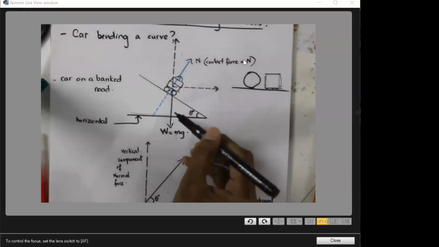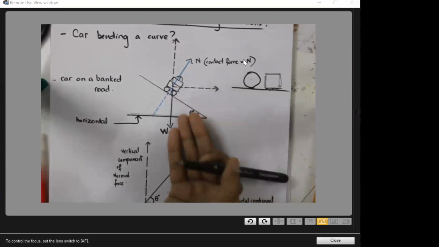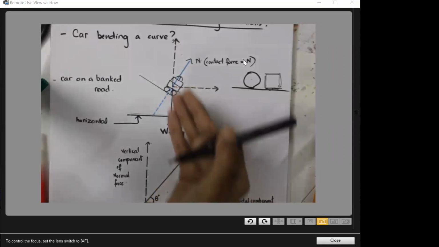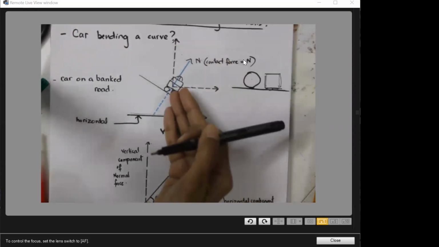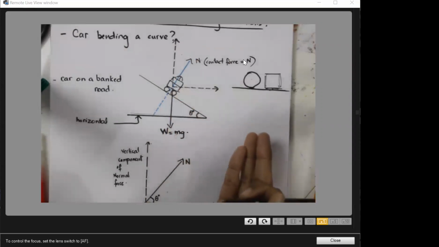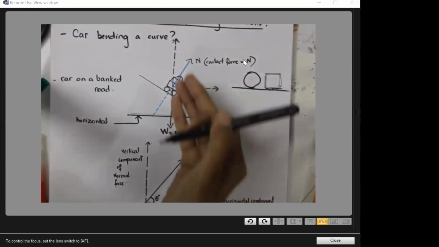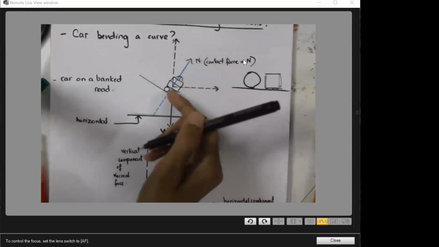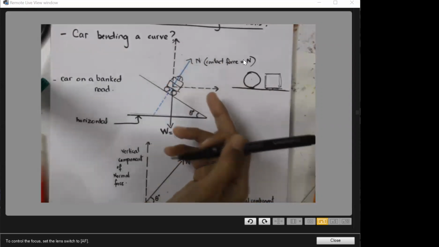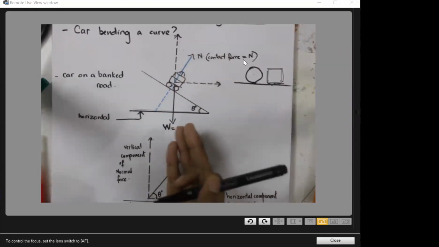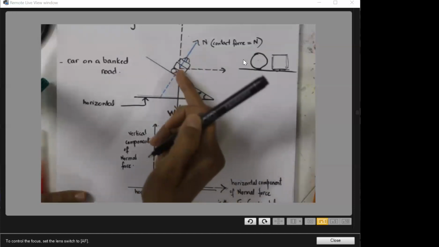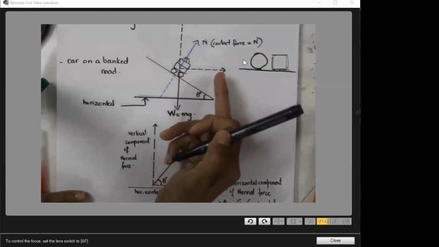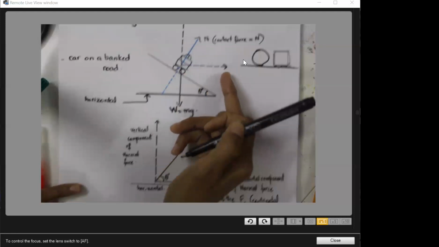Equal and opposite, right? So how do we know it's cancelled? Because the car is neither moving down nor moving up. If any of these forces were greater than the other, then the car should have moved in the direction of the net force. But the car is staying at one level above the ground, so we know these forces must be equal and opposite, and they are canceling each other out. So it is only this centripetal force which is the unbalanced net force, and therefore it is causing circular motion of the car. Okay, is that clear?